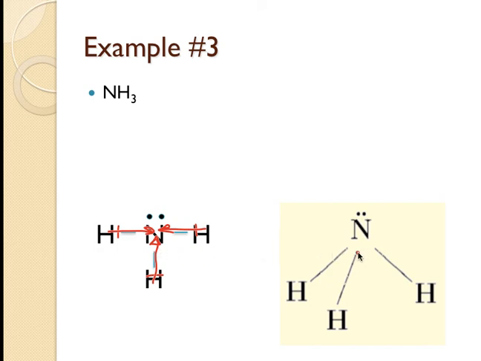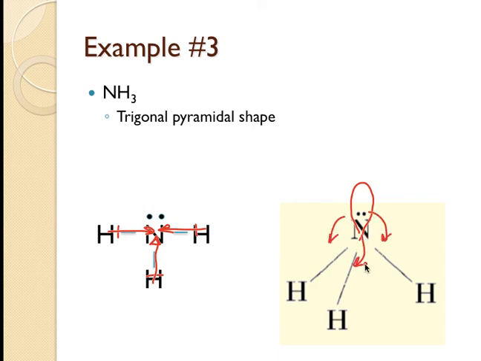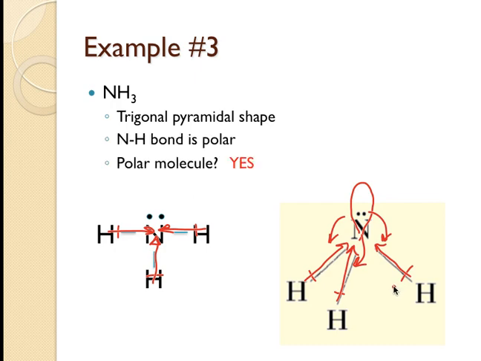Now, there are 3 polar bonds, but remember, what is this shape? It's trigonal pyramidal. That lone pair of electrons on this nitrogen makes these hydrogen bonds go off that plane. So even though I have polar bonds and they're all going towards that central nitrogen, because they're not in the same plane, they do not cancel each other. They add together, making the molecule polar.